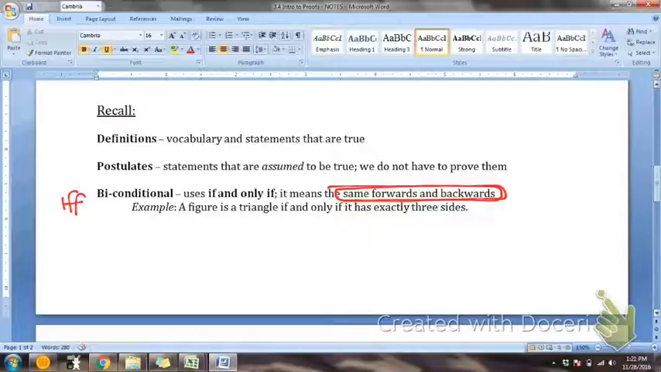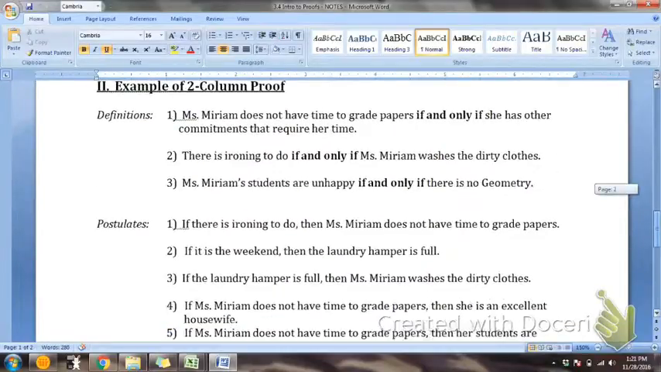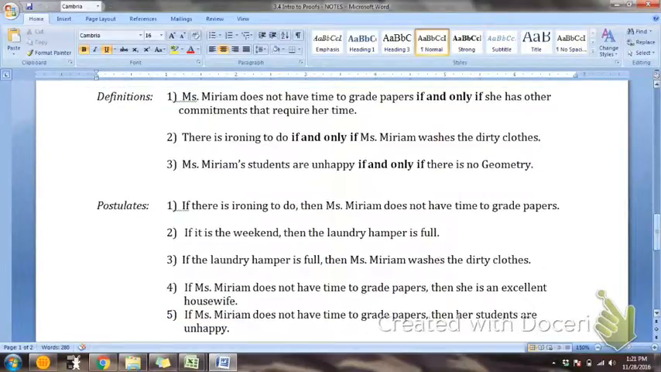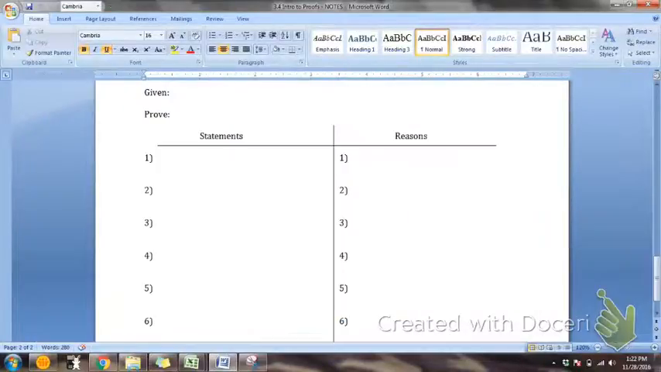All right. Let's do an example together. Now, this is going to be a little bit tricky for me to do as I go back and forth. So hang with me just a minute. Here we go. All right. So it says, if the laundry hamper is full, there is no geometry. And let's be honest, that makes like zero sense, right?